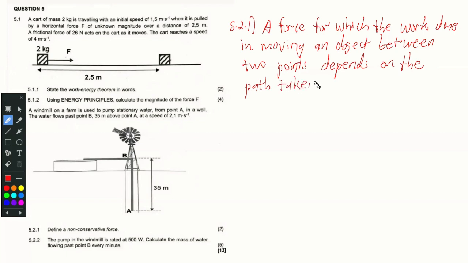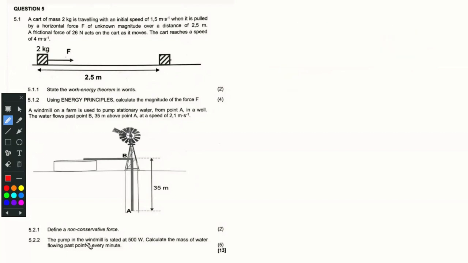That's it. So a force for which the work done in moving an object between 2 points depends on the path taken. We know that as the non-conservative force. Now 5.2.2 says the pump in the windmill is rated 500 watts, right? Calculate the mass of water flowing past point B every minute.